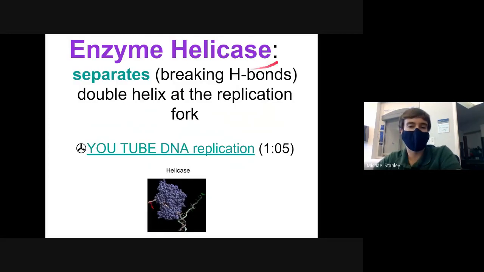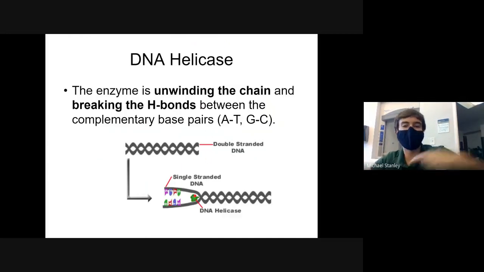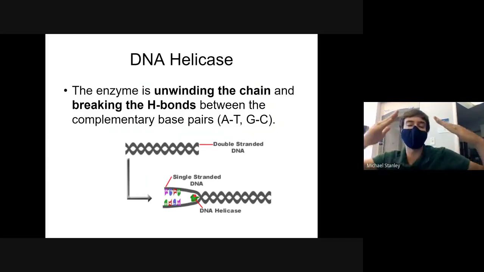The first one and kind of simplest one is called helicase. And all helicase does is take that double-stranded DNA and separate it apart. It's kind of like a little wedge traveling through the DNA and opening up those strands to go from this single double set of DNA to these two kind of individual strands with the bases out in the open. So helicase unwinds the chain and breaks those hydrogen bonds right here in the middle.